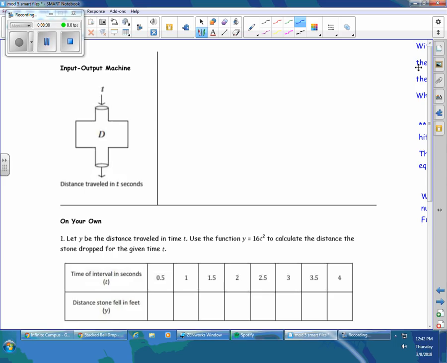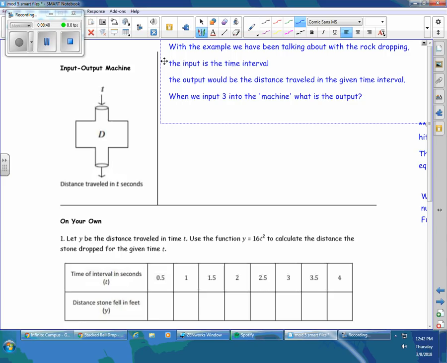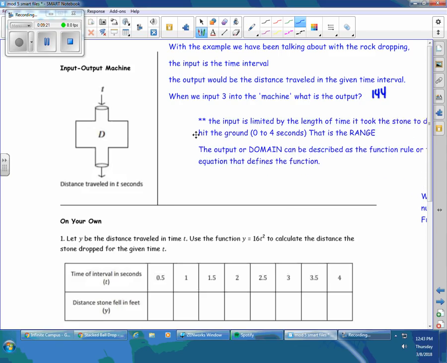So what would our input be? Our input is going to be the time interval. With the example we've been talking about with the rock dropping, the input is the time interval. The output would be the distance traveled in the given time interval. So when we input 3 into our machine, what is our output going to be? If we look at the table, when our input was 3, our output was 144. That's how far that rock had dropped. If we input 1.5 into the machine, our output is going to be 36. Does that kind of sort of make sense?